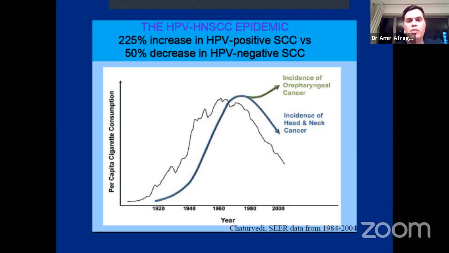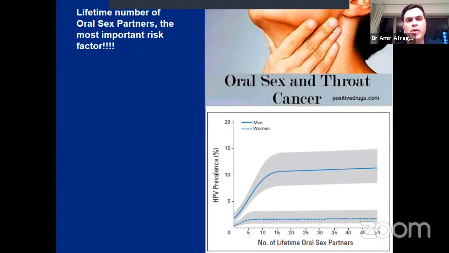Also, I wanted to show you the value of oral brush biopsy. We know that in recent years, there has been a decrease in the number of alcohol and tobacco-associated cancers in the oral cavity. But on the other hand, the incidence of oropharyngeal cancers has been increasing, and epidemiologic studies have linked high-risk HPV infections to cancers of the tonsils and the base of tongue. Oral sex seems to be the number one risk factor for these cancers. And with the increase in the number of oral sex partners, the risk of acquiring a high-risk HPV infection in the oral cavity and the throat actually increases.